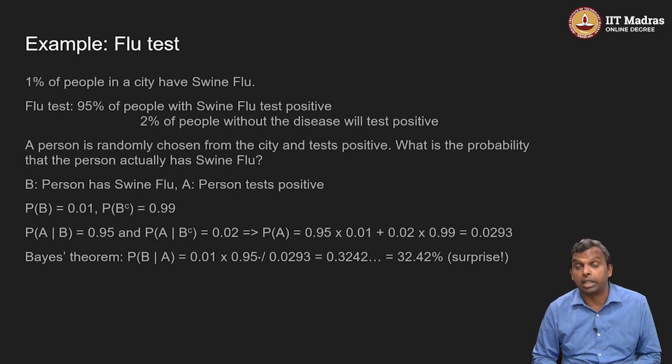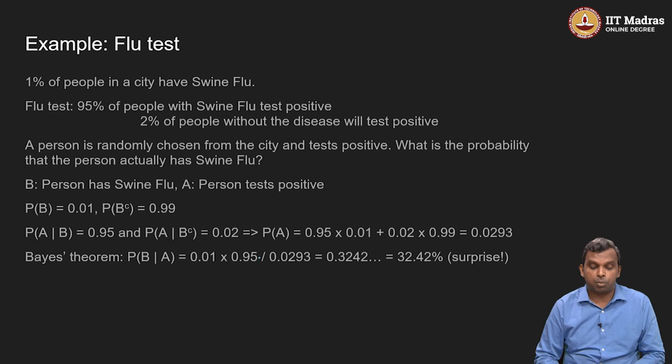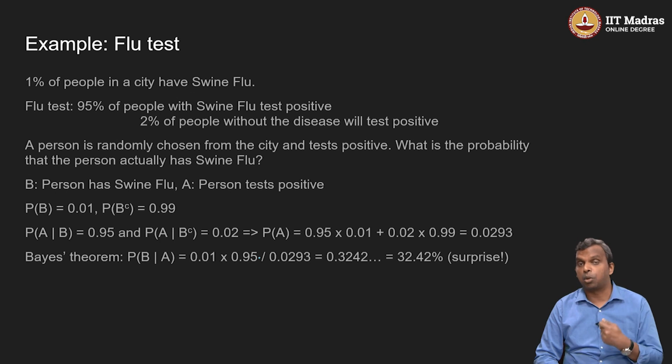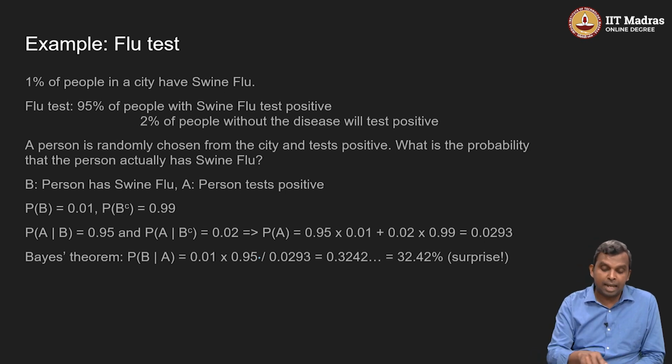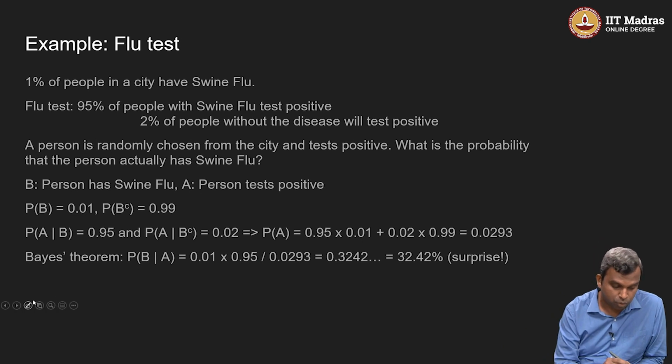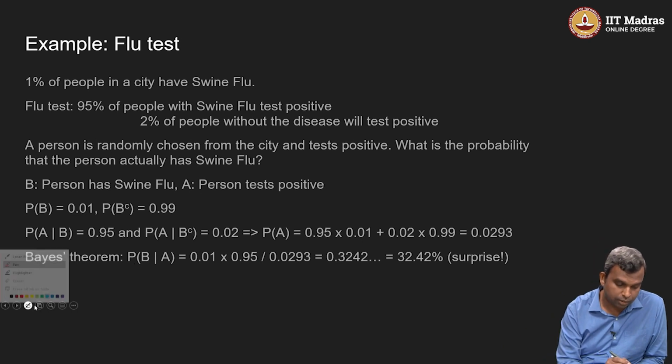Let's go back to our flu test. What was our flu test? The same scenario is put down here. Let's say the event B is the person has swine flu, and event A is the person tests positive. So P of B is 0.01 and P of B complement is 0.99, which we know ahead of time. A given B complement is known to you. Using this and the law of total probability, we can compute the probability of A. So notice what's going on here. This is very important.